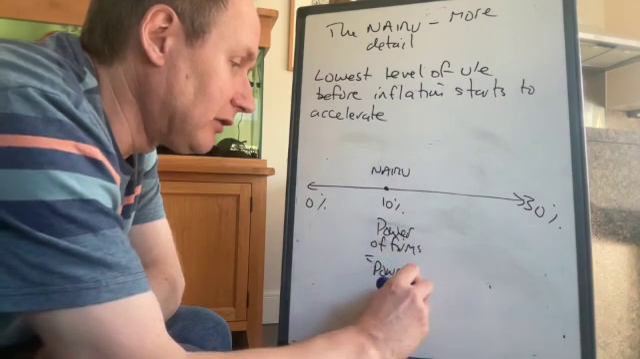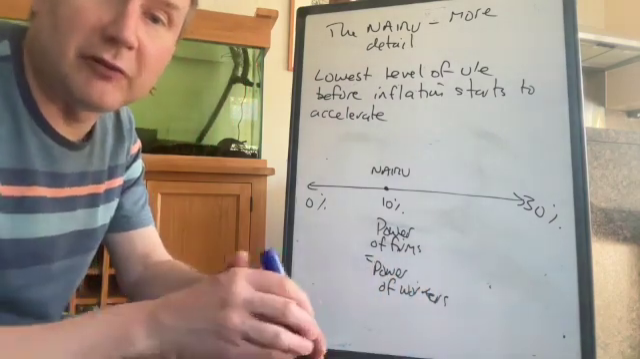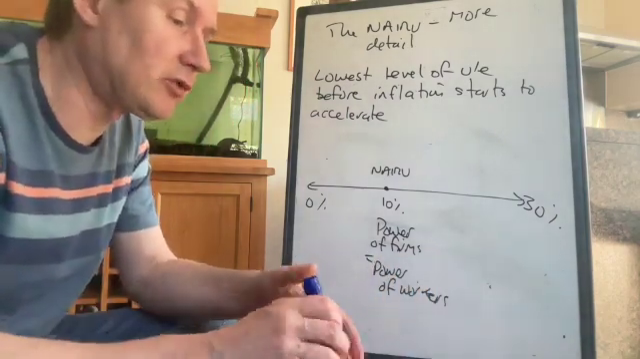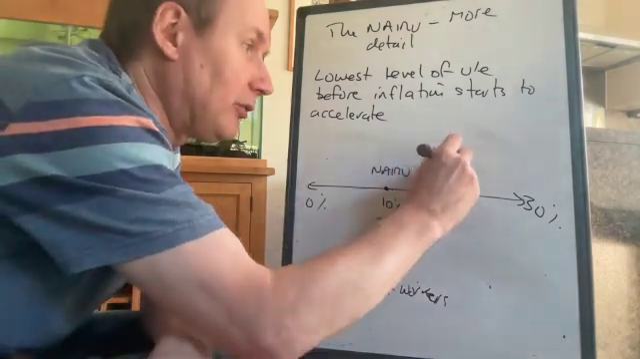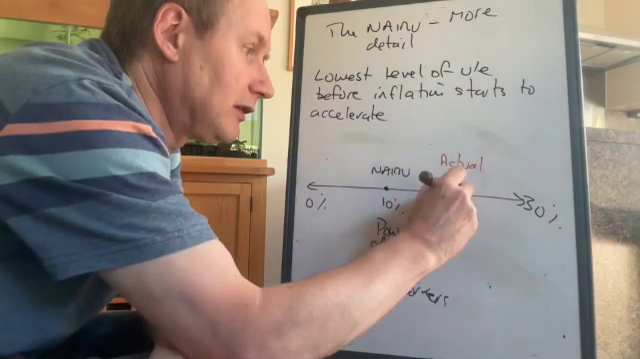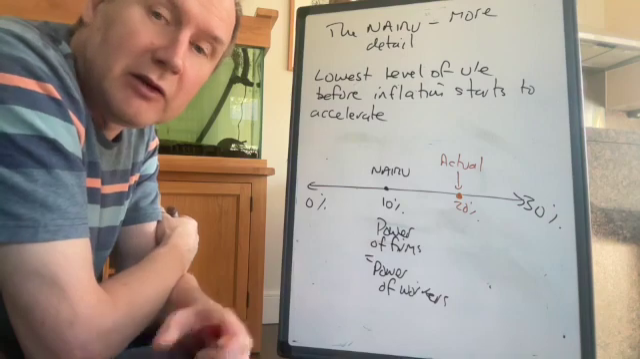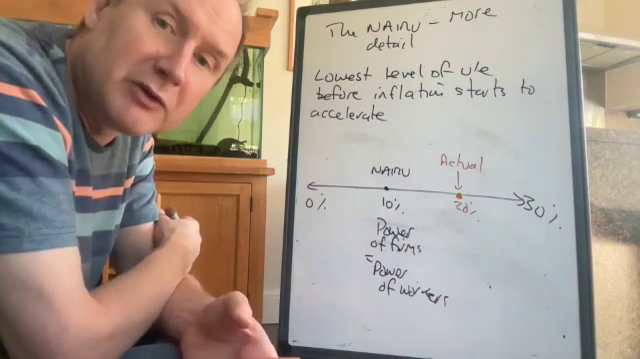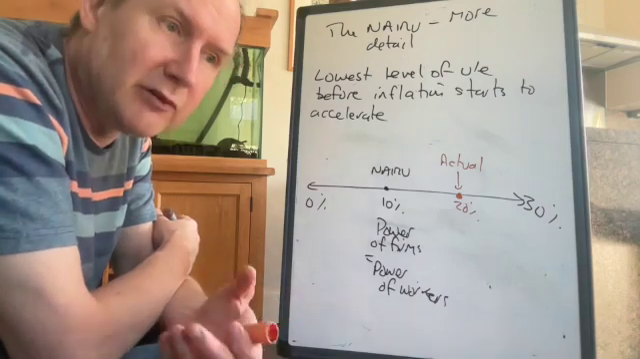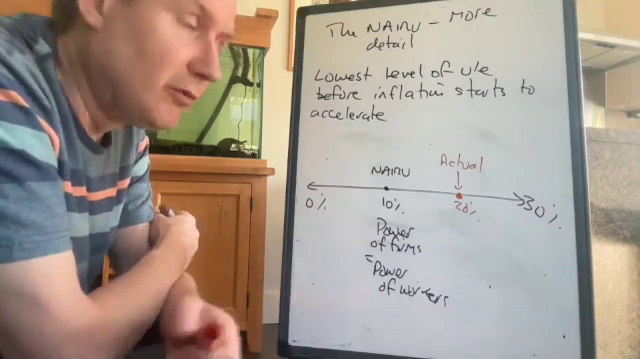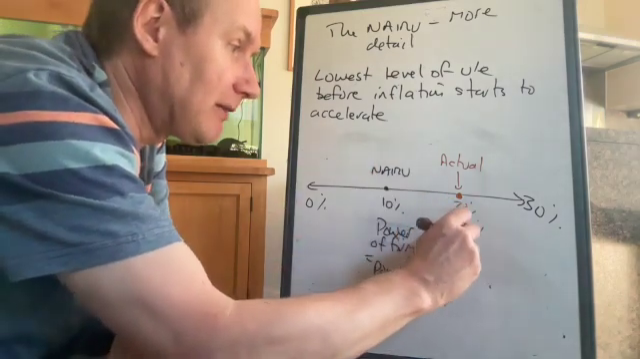So let's imagine that the power of firms equals the power of workers. Let's imagine that the actual level of unemployment is different from that. Let's suppose that actual unemployment is, say, 20%. What that means is that workers are in a very weak position. Unemployment's really high, firms face little demand, and there's lots of people who want my job. What's going to be happening is that wages are going to be pushed down. Inflation is going to decrease.